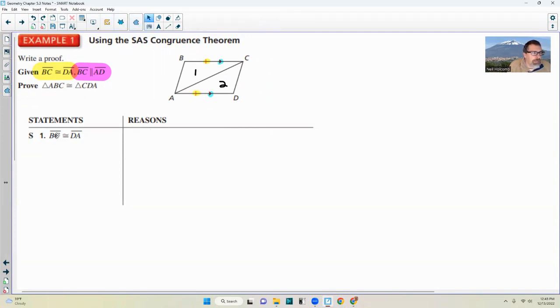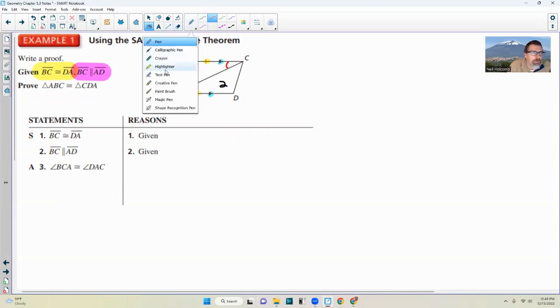So we start with the statement, BC is congruent to DA, and that's a given. And then we're going to say 2, BC is parallel to AD. Well, that's also given. So what do we do with that information? Well, we can now say angle BCA is congruent to angle DAC. So let me mark that. BCA is this angle and DAC is this one.